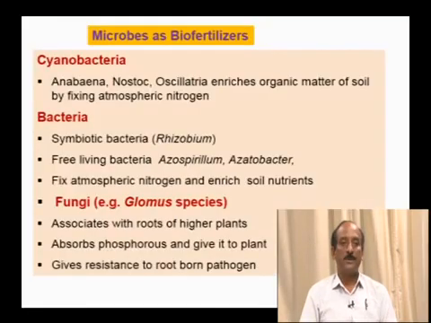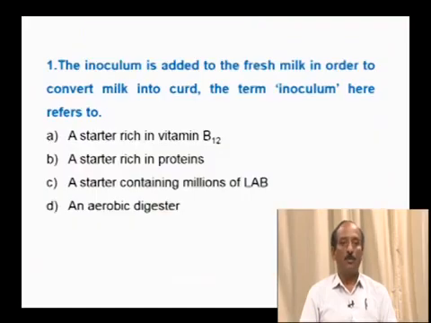Coming to the questions related to this topic. Question number 1. The inoculum is added to the fresh milk in order to convert milk into curd. The term inoculum here refers to option A, a starter rich in vitamin B12; a starter rich in proteins; a starter containing millions of lactic acid bacteria; and aerobic digester.